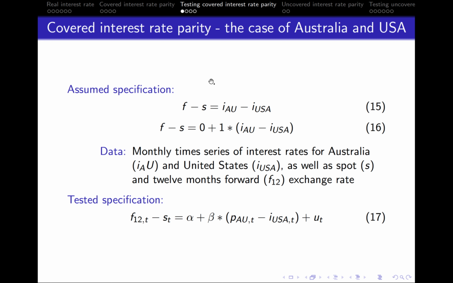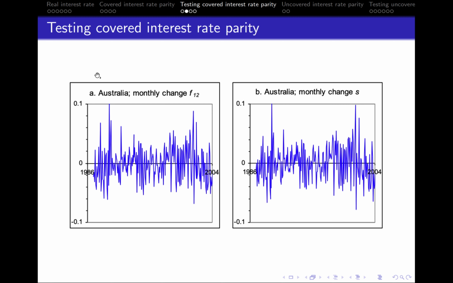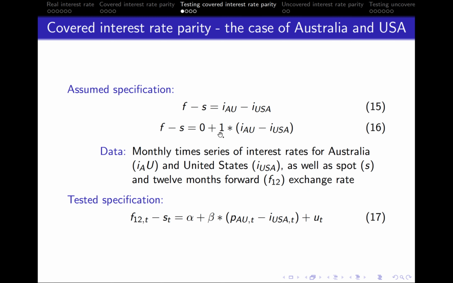And look, we're going to do it using the example on interest rates of Australia and the USA. Okay, so look, we have data on forward exchange rates and spot exchange rates, interest rate in Australia and interest rate in the United States. And look, this is basically the equation for covered interest rate parity. But if we're going to estimate it using OLS, what should we expect? Well, we should expect that alpha is exactly equal to zero, if the theory works perfectly, and secondly, that the beta coefficient is going to be 1.